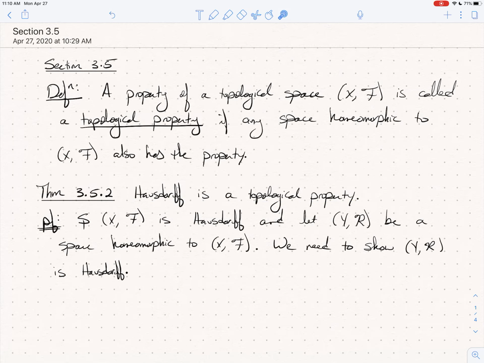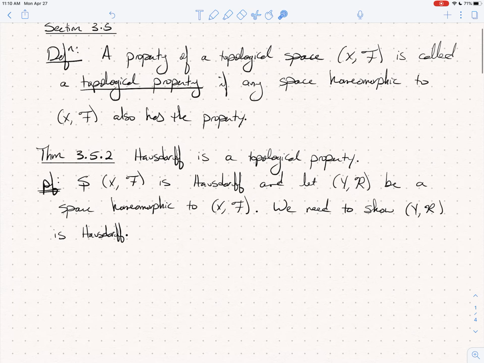And so let's set up the proof, and then we'll actually work through it together. So we're going to suppose that a space, let's say X, T, is Hausdorff, and then we're going to pick any other space, Y, R, that's homeomorphic to X, T. Since we're claiming that Hausdorff is a topological property, that means that Y, R should also be Hausdorff. So we need to show that Y, R is indeed a Hausdorff space. So let's work through this.